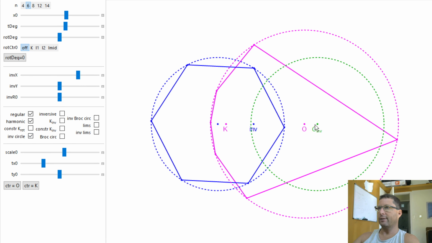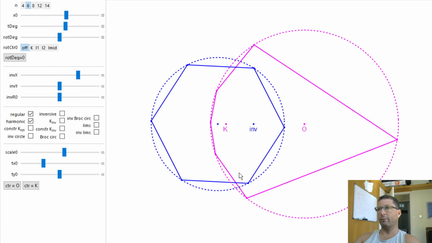I'm actually taking this regular polygon here and imagining a unit circle centered at this point labeled as inv. And I'm going to construct the magenta polygon with vertices at the inversions of the regular vertices with respect to a circle centered at this point inv that I can select.